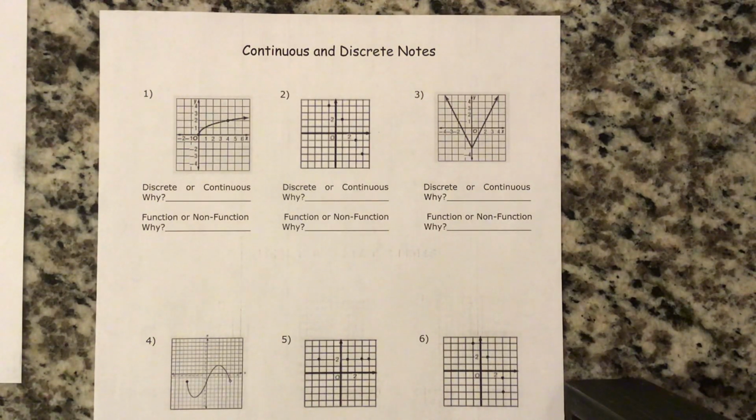So we're going to be looking at graphs and determining if they're discrete or continuous, and we're going to be determining if they're functions or not functions. So if we look at number one, we want to know if that's discrete or continuous, okay?